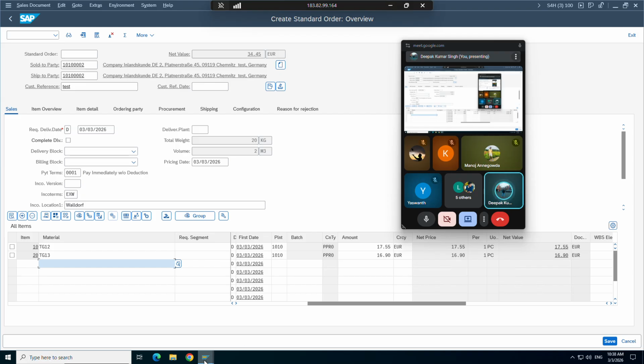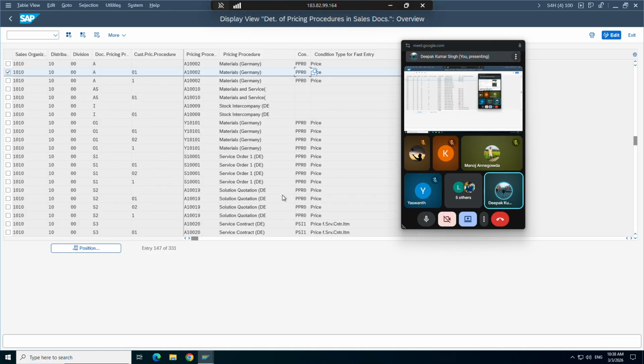But sometimes, as I said, in some interviews, I have seen these people ask what is the function of this condition type that we maintain in OBKK. So you need to tell that thing, okay? Any confusion till now? Anyone? No, no, no. Okay. This pricing procedure we will discuss later also, but as of now, you just need to remember this thing that based on these five fields, your pricing procedure gets determined.